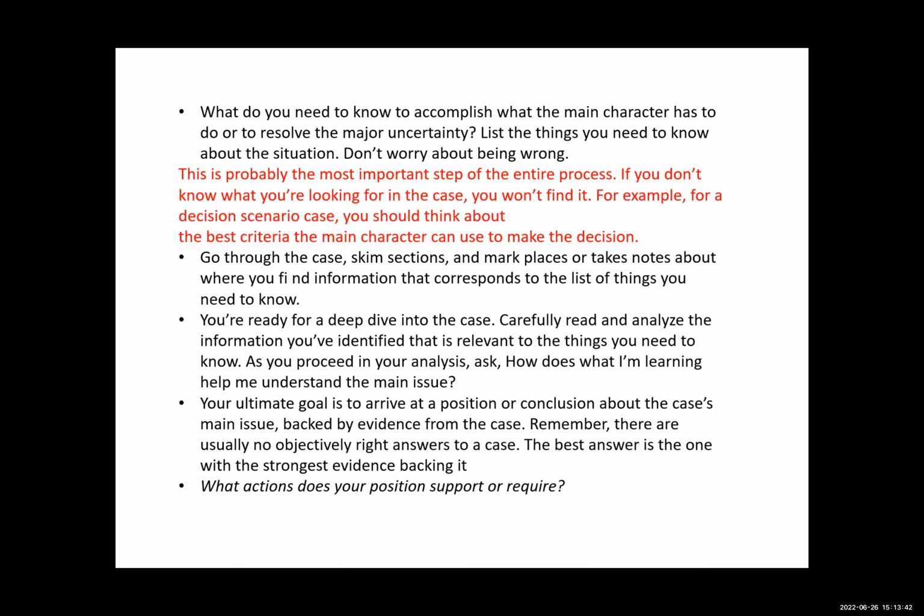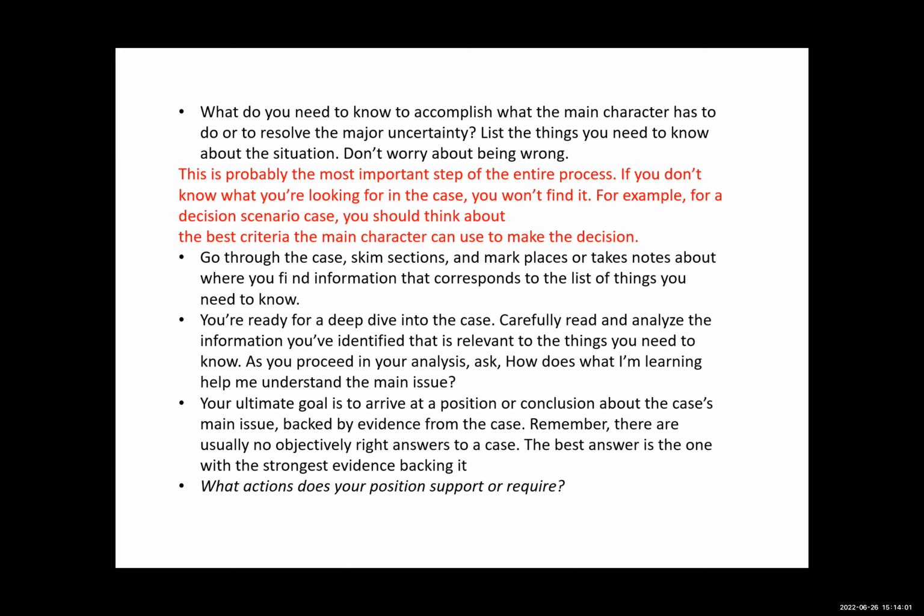Your ultimate goal is to arrive at a position or a conclusion about the case's main issue, backed up by evidence in the case. There are no objectively right answers to the case. I'm repeatedly saying this. So what is our goal? The goal is to take a position.